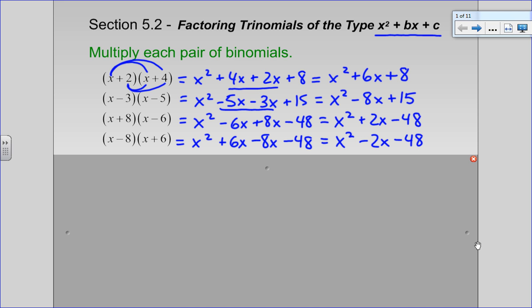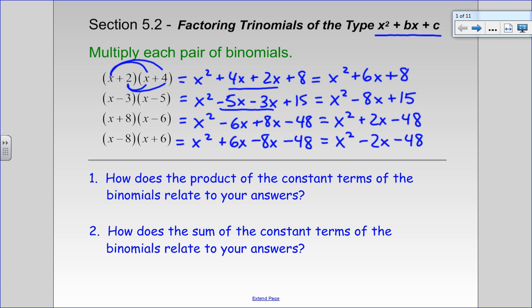Now let's look more closely at these problems and at their answers in order to understand how we can factor trinomials of this type, x squared plus bx plus c. First, let's compare the constant terms in the binomials and their product to the trinomials that we resulted in.